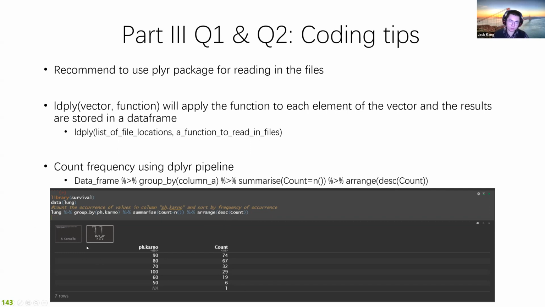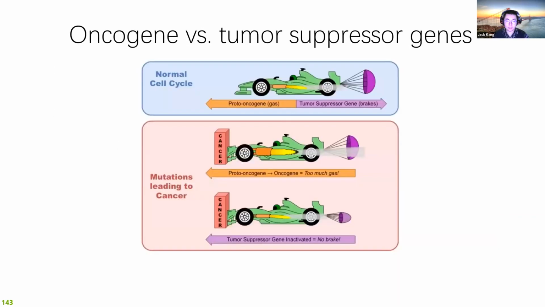This screenshot shows an example of using this pipeline. I use the lung disease data from the survival package, and I want to know the frequency of values in the ph.column column. So I group by it, summarize it, and arrange it in descending order. And so I know that, for example, in this column the value 90 appears 74 times and 80 appears 67 times, and so on. You can count the frequency of gene mutations, or gene protein change pairs, in a similar way.